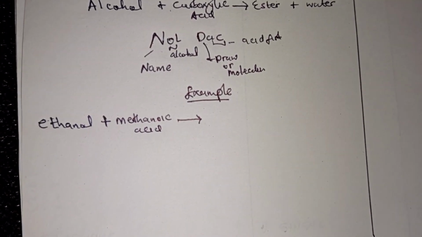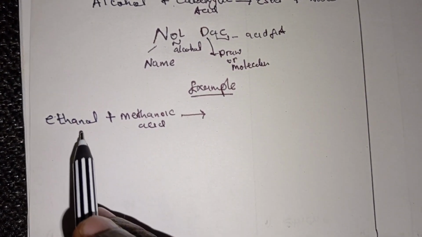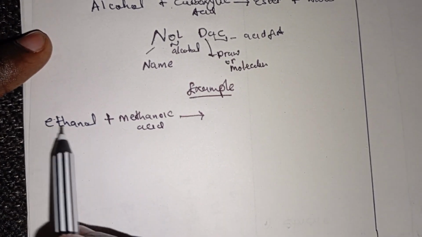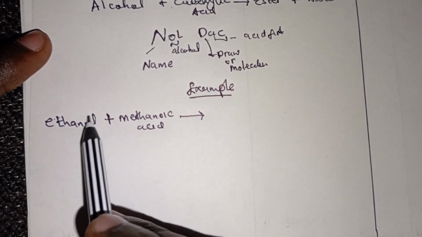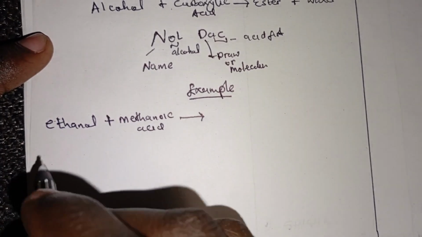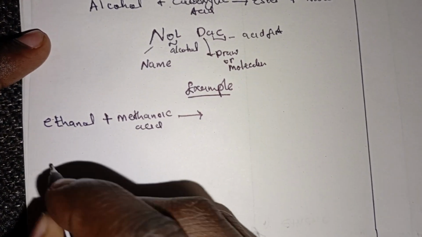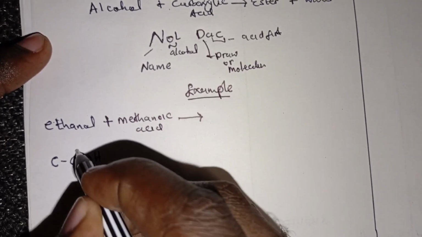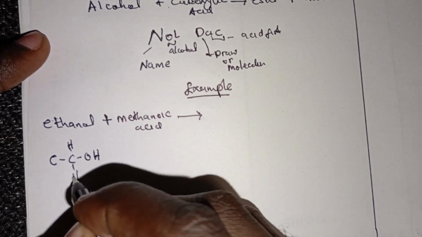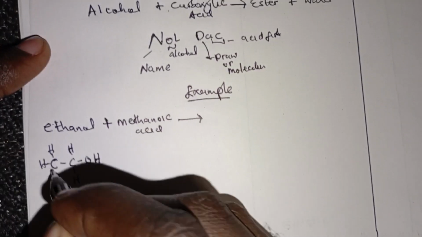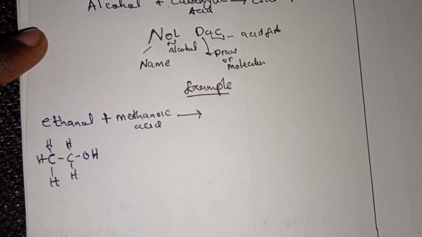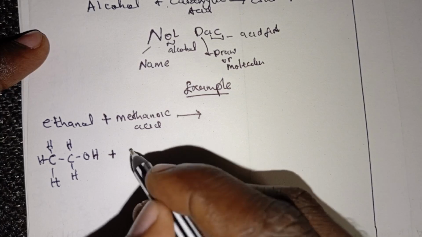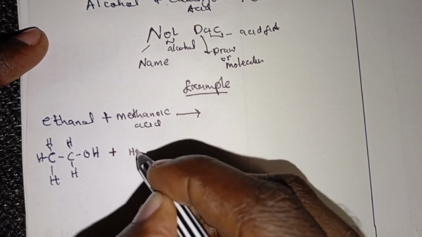Now, ethanol. If you haven't watched my previous video, you can as well watch it. It will explain to you how to write the structure of ethanol. The structure of ethanol is simply C, then the functional group. We explained this in the previous video. So that is ethanol. The methanoic acid, also, if you're behind on this one, you can kindly watch the previous video.